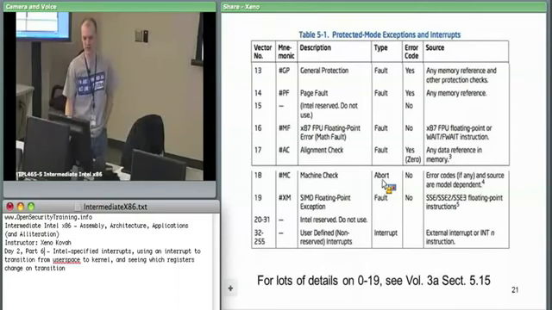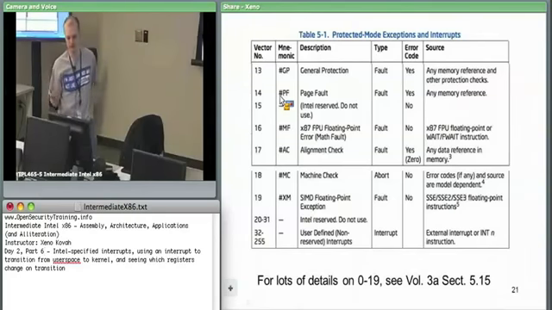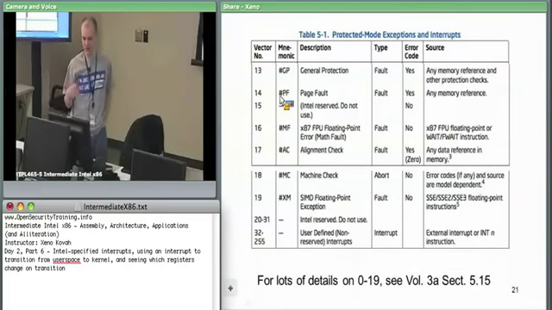But the only other thing I wanted to talk about here is interrupt 14, page fault. Oh good, yeah, so it does have an error code, as I thought would be required.